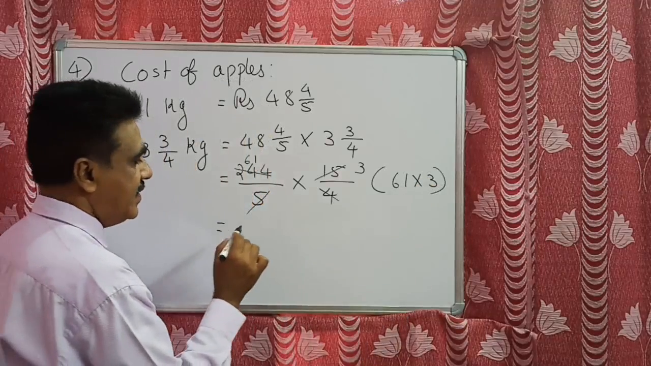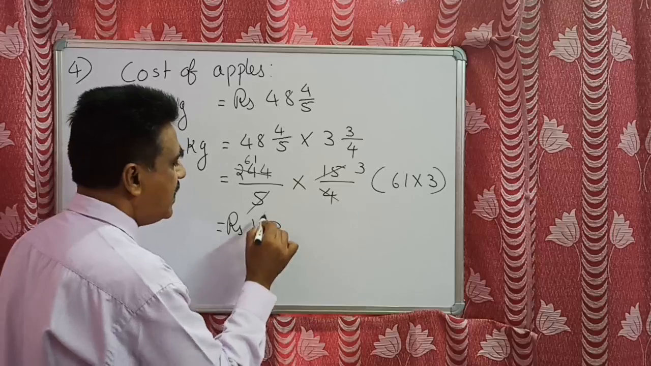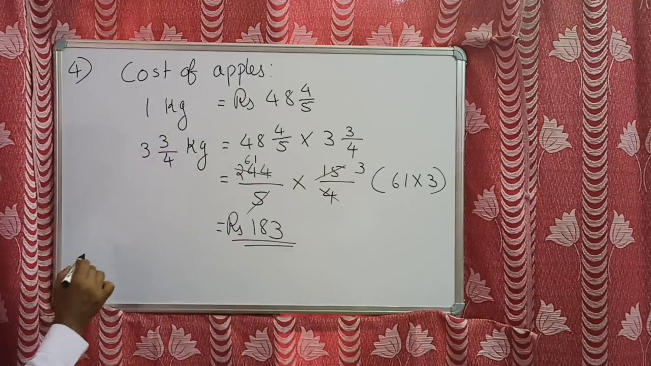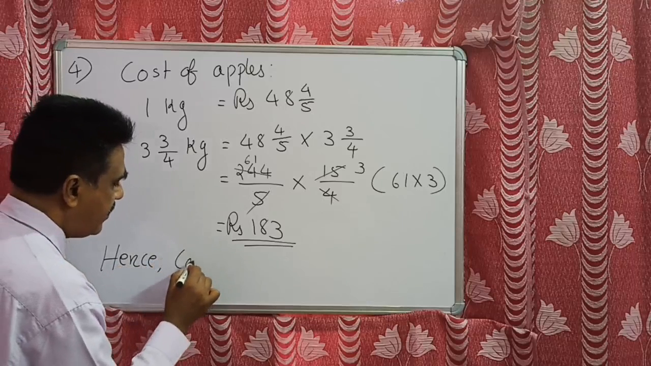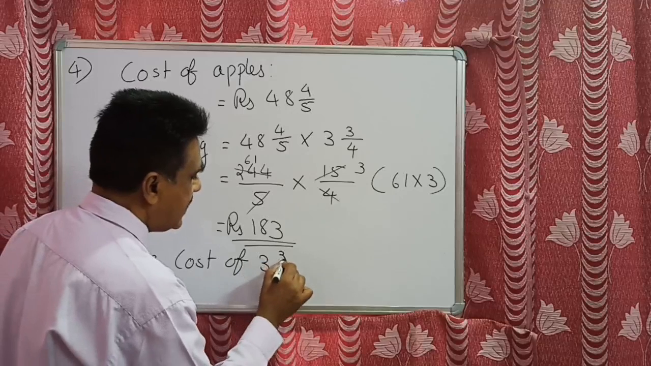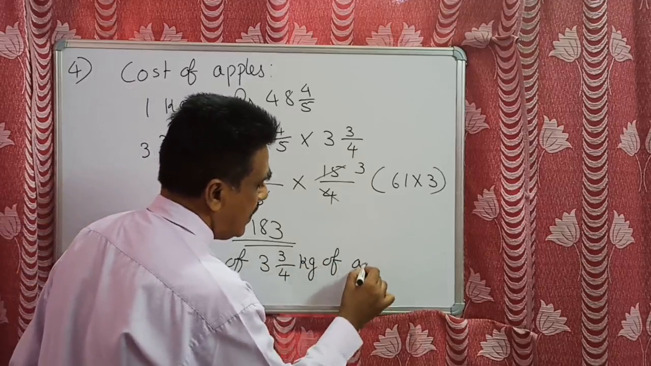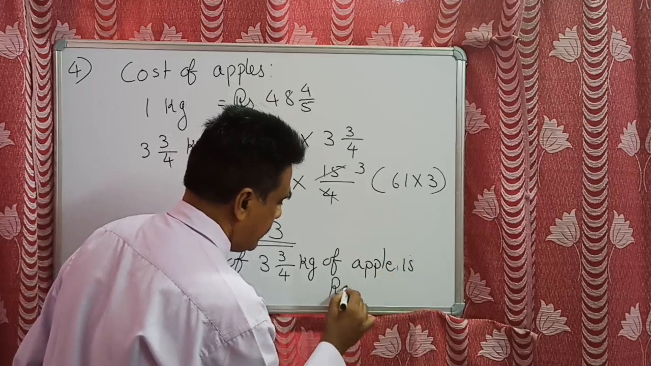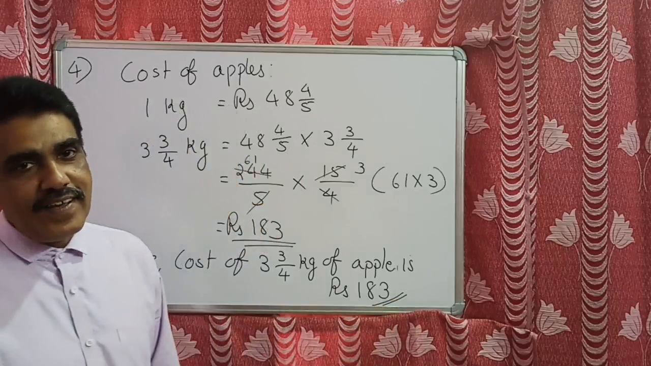61 into 3, that means rupees 183. That is our answer. So we can write, hence, the cost of 3/4 kg of apple is rupees 183. This is our answer.